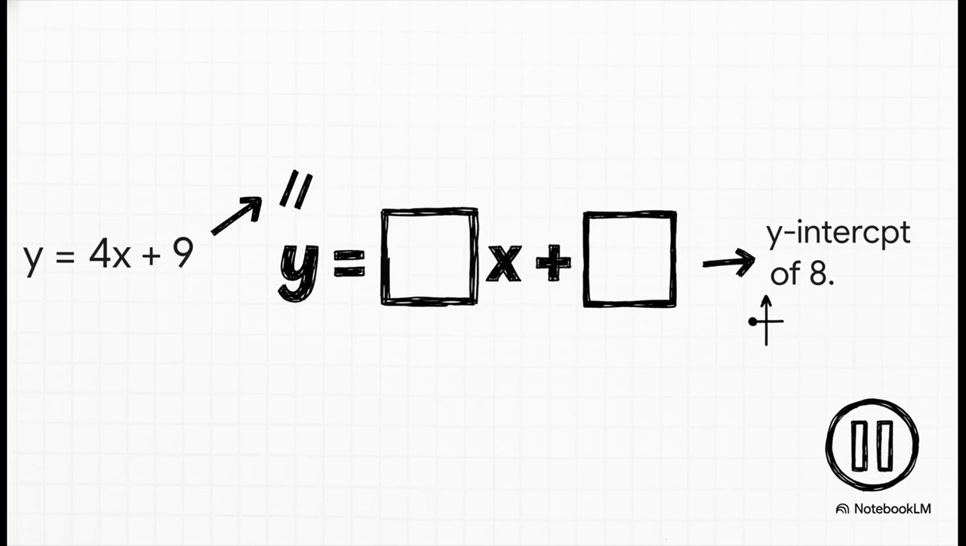This one's a bit different. We need the equation of a line that's parallel to y equals 4x plus 9, but with a y-intercept of 8. Think about what you need for a line's equation and what the problem gives you. Pause here and jot down your answer.